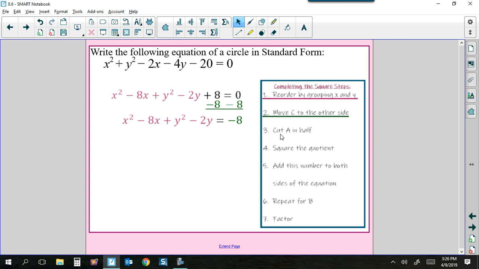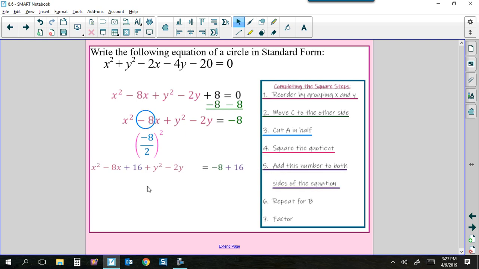So now we want to cut a in half. We're going to take our negative 8, cut that in half, and we get negative 4. We're going to go ahead and square that. Negative 4 times negative 4 is 16. And we're going to add that to both sides.